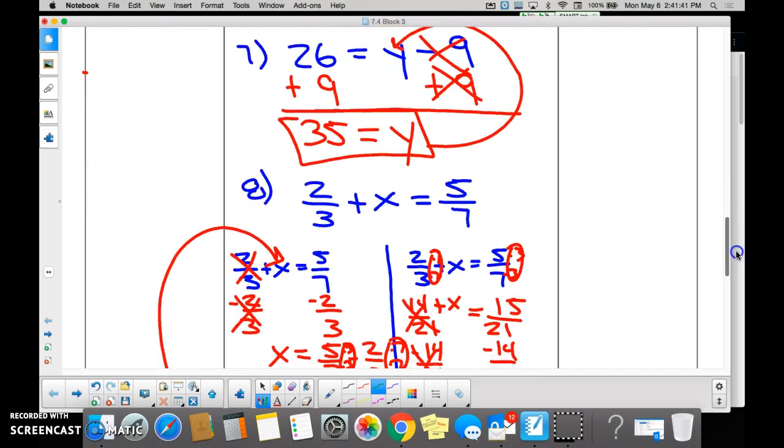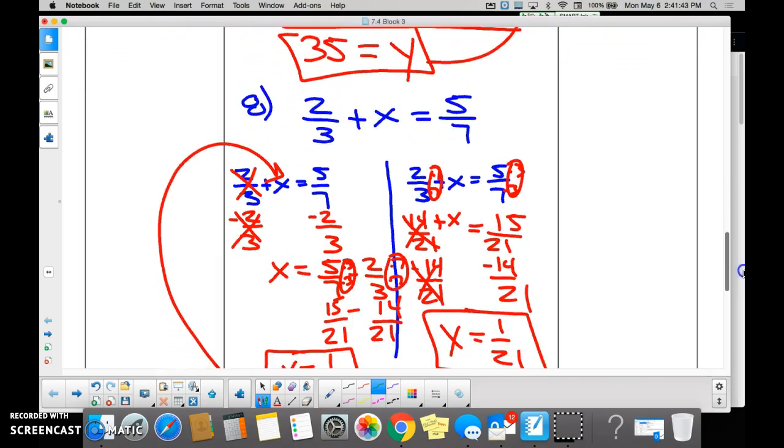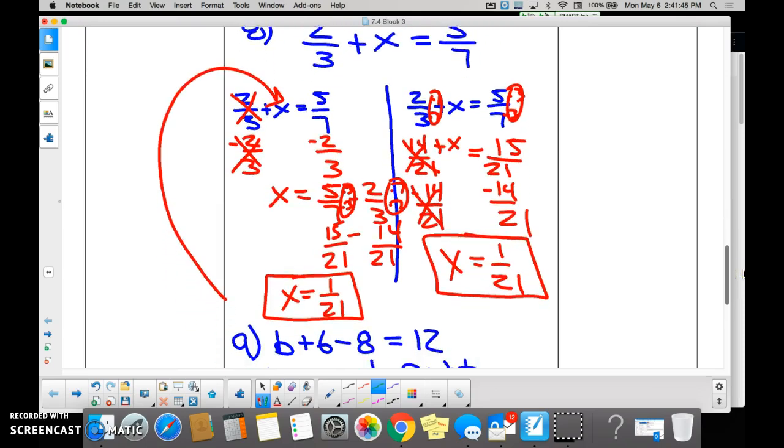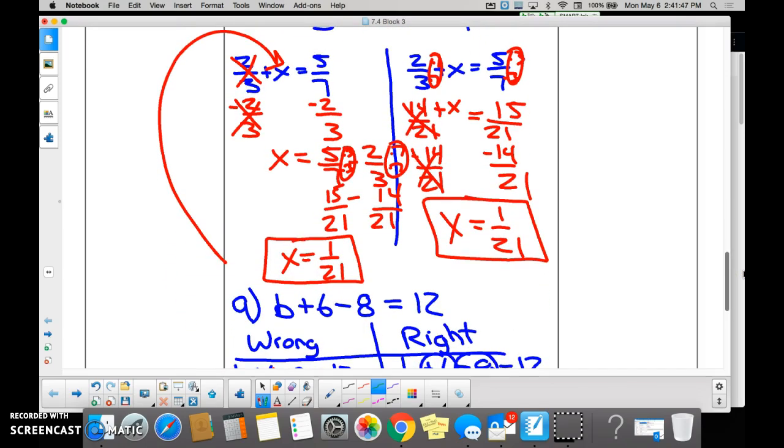Number 8. A couple of different ways of solving it. I'm just going to focus on this side right here. We had 2/3 plus x equals 5/7, right? And I think Maya told us get the x alone, right? So my friend Tiffany says get the variable alone now, Rodrigo. So she subtracted 2/3 from both sides. Then she crossed off the positive 2/3 and the negative 2/3, and she's left with x.